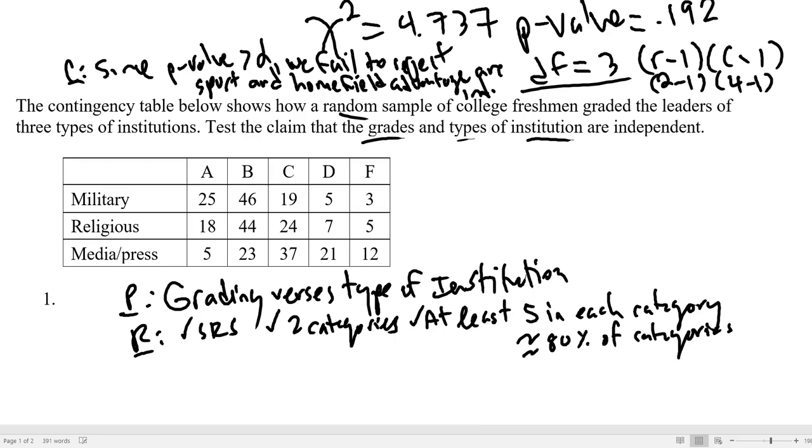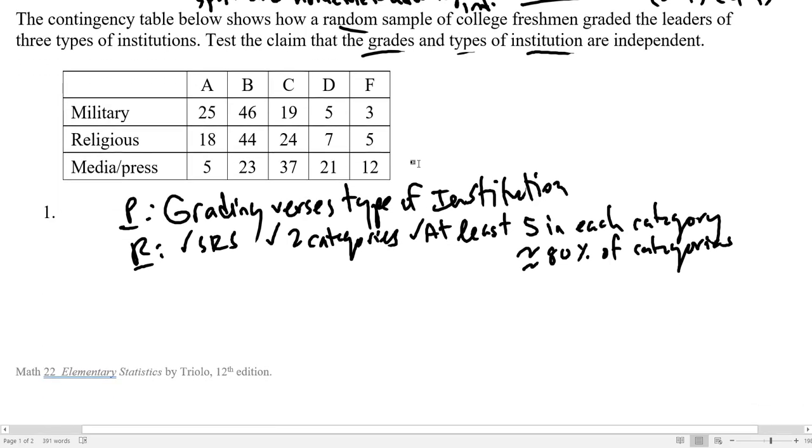And why 80%? It's the idea that if some of these are greater than 5 and some are less than 5, as long as 80% of them are greater than 5, they'll average out to being about 5 in each. Okay, so we need at least 5 in each category, not in every single one, at least 80% of them. There's only one missing, we're going to be fine. Okay, what test are we going to run?